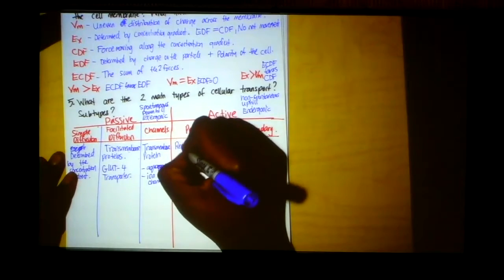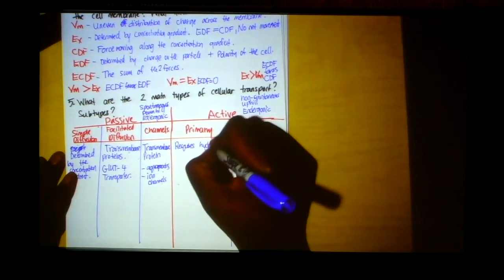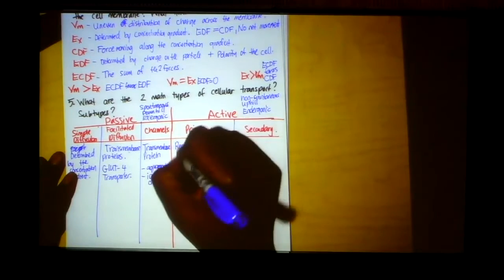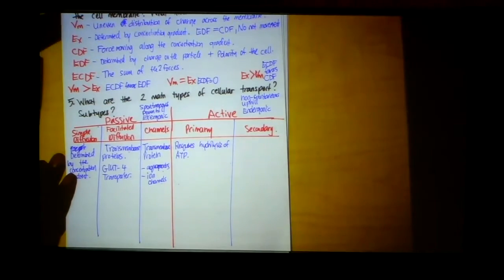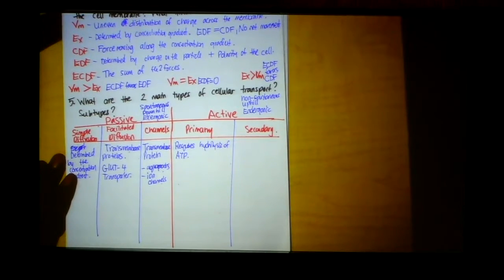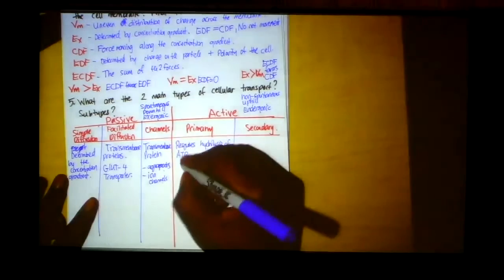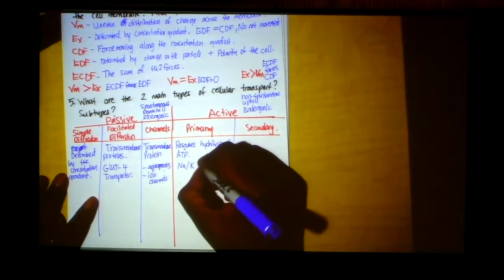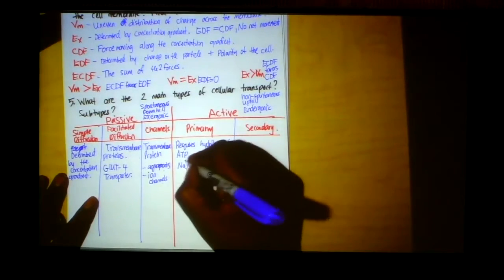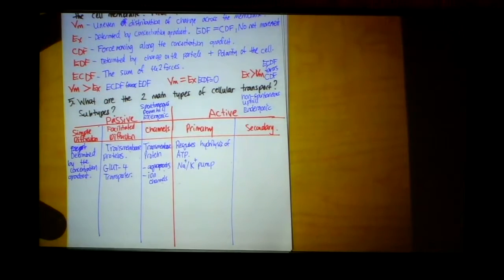So it requires hydrolysis of ATP. Okay, what was an example that we spoke about? What was an example of primary active transport? So we spoke about a really important structure in our cell membranes at the basolateral, the sodium-potassium pump. Perfect. So the sodium-potassium pump. Okay. And then finally, we spoke about secondary transport.